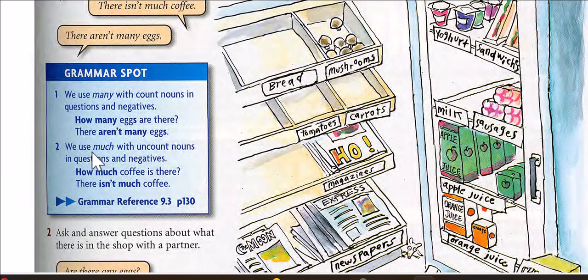Number two, we use much with uncount nouns. So much for uncount nouns in questions and negatives. So now here, how much coffee is there? We use much because coffee is an uncount noun. For uncount nouns, we use the singular form of the verb, that is, is. How much coffee is there? When you answer that question, there isn't, because here we use the singular form of the verb. So is, and negative, so not: there isn't much coffee, because it is uncountable.